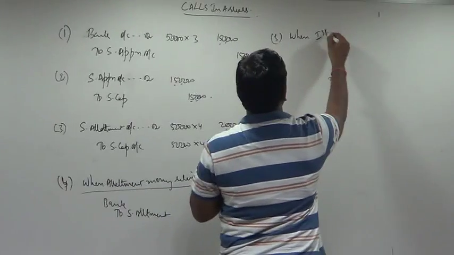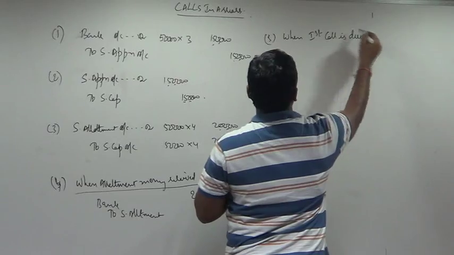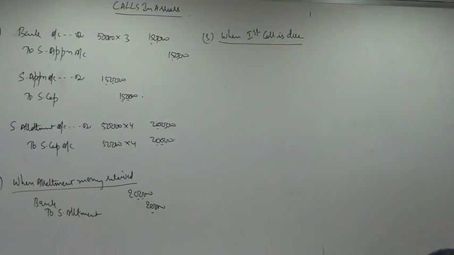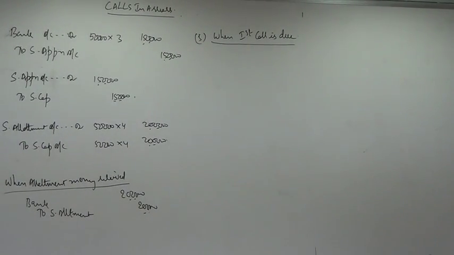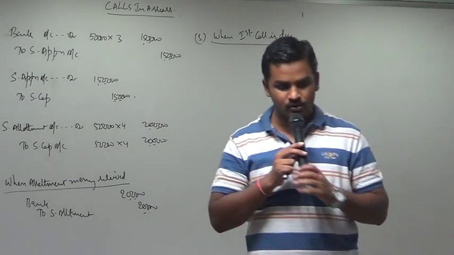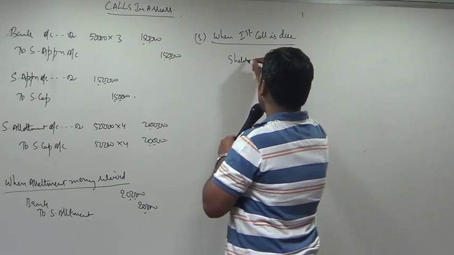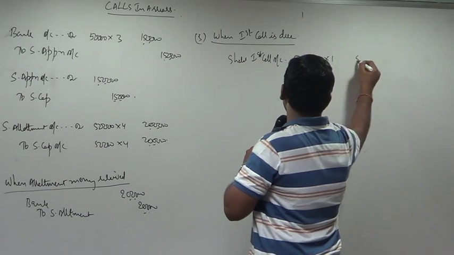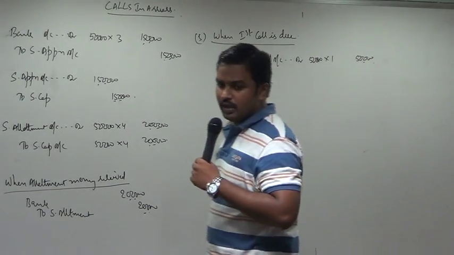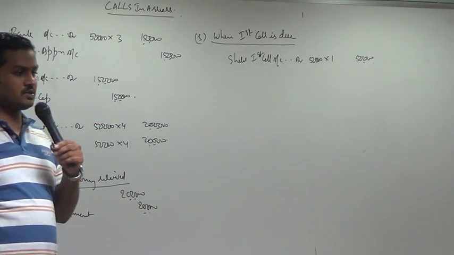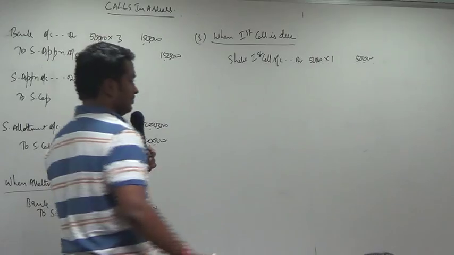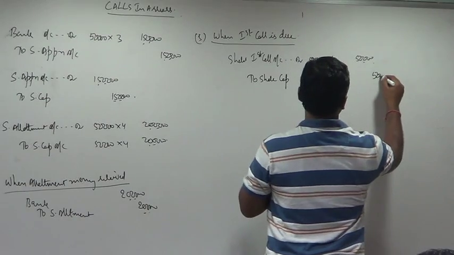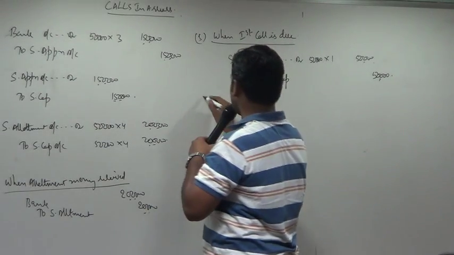Next, when first call is due, please tell me what is the entry when first call is due. As soon as we write a letter, we have to show everyone as a debtor in our books. So share first call account debtor. How much amount? 50,000 into 1, 50,000 rupees. We have now made all the shareholders a debtor for 50,000 rupees. This 1 rupee is towards what? Capital. To share capital, 50,000 rupees.